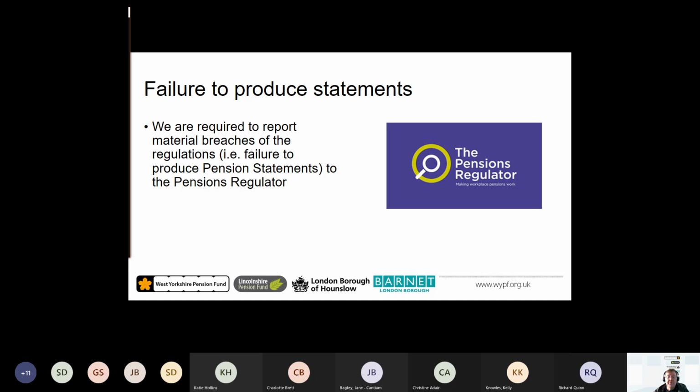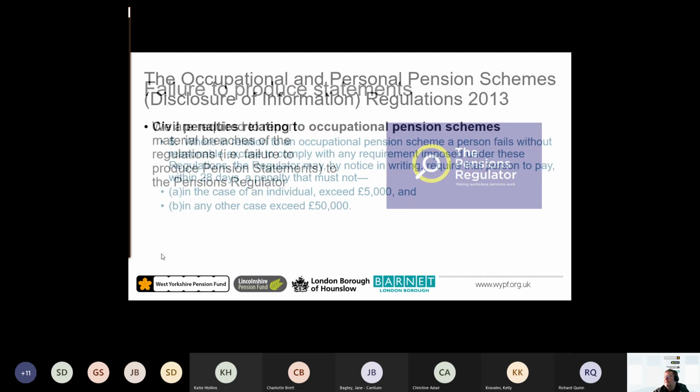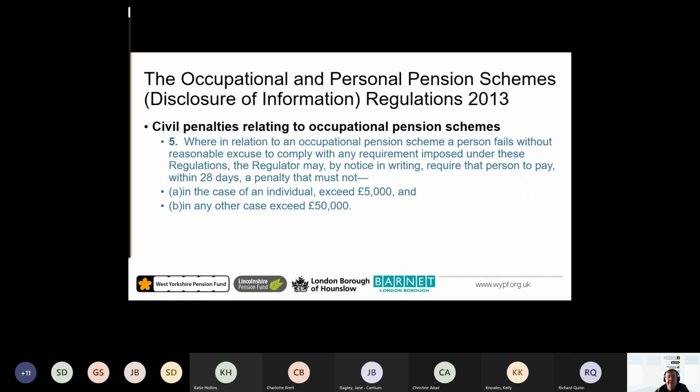So the more you get through to us, the less chance you have of anybody deciding that the breach is material. But you are required to aim for 100%. If we do report a material breach of the regulations, then there are potentially penalties under the disclosure of information regulations. And those penalties can't exceed £5,000 for a single member, or up to £50,000 if you have multiple members that haven't received benefit statements. I say we are required to report material breaches.